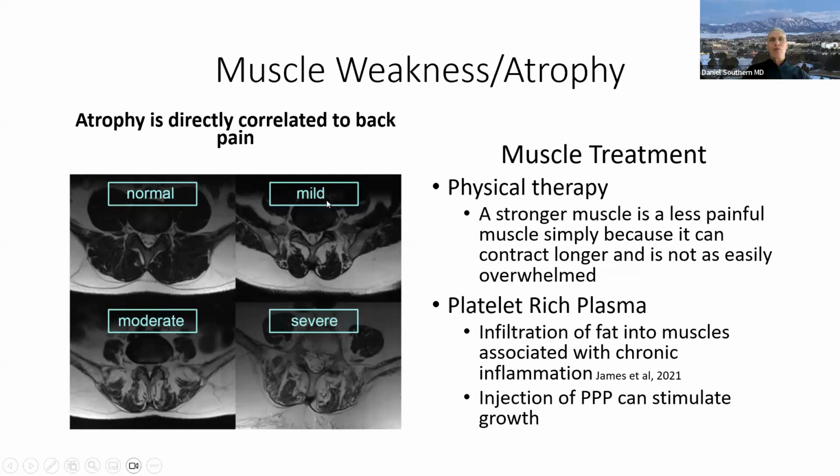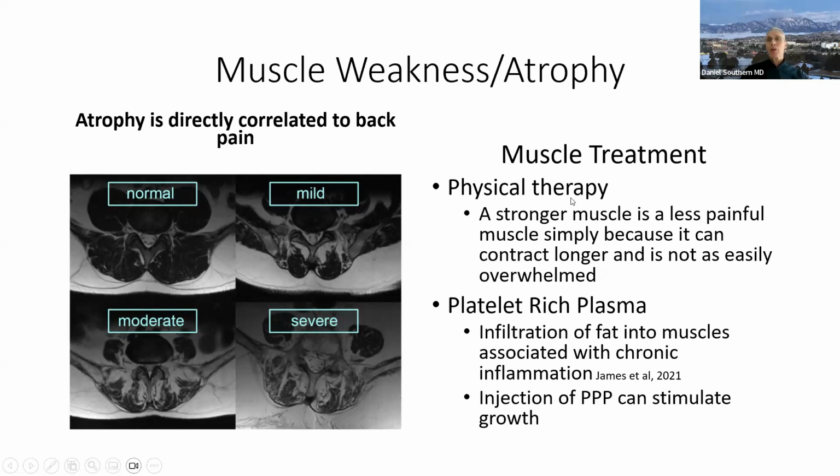This is mild atrophy of the multifidi. You see the white around the bone? All right, well, that tells me when I see this, oh, you got some multifidi atrophy. This shows a lot more white in here. You've got a lot more atrophy. This is a problem. We need to get you stronger for sure. And this is severe. You see, there's almost no muscle here. This is a real problem. What can we do about that?